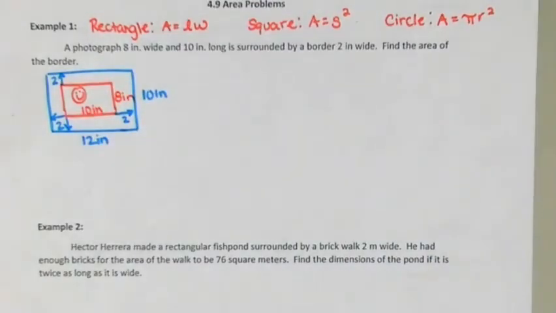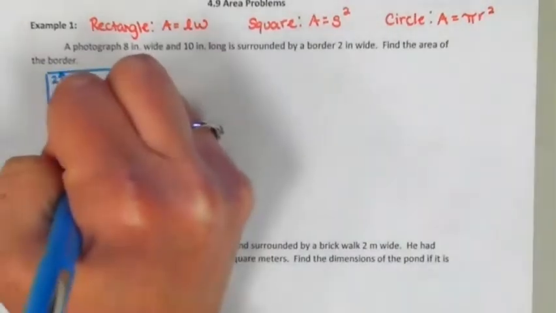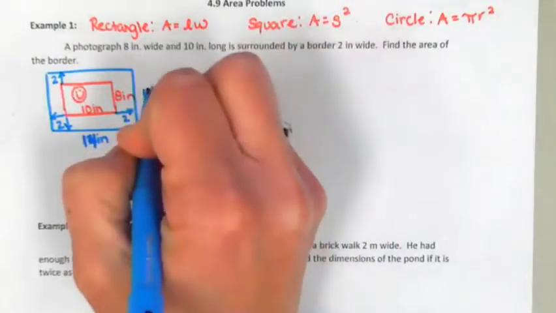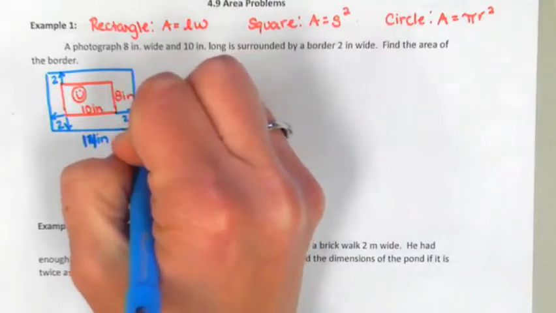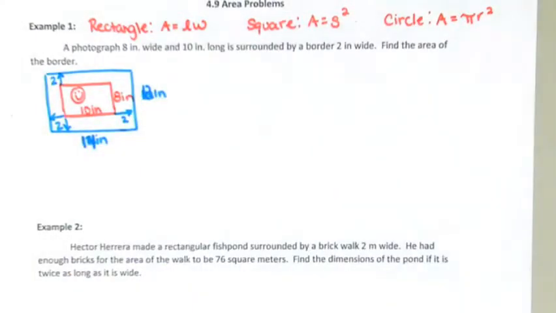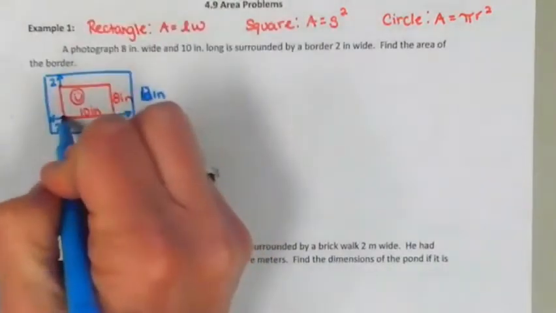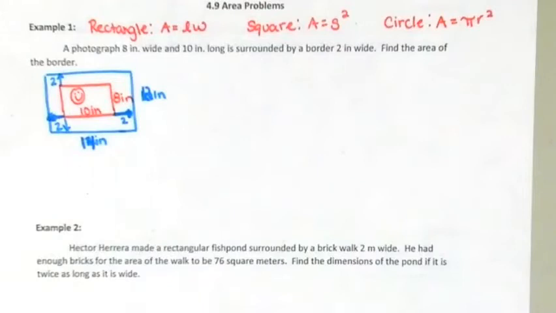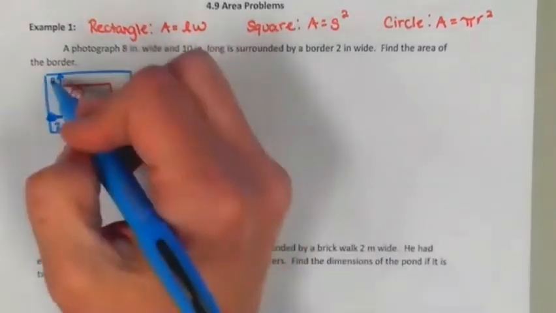Is that correct? No. It is 14 inches and 12 inches. Why? Because we're adding 2 to the left, 2 to the right. So we're adding 4 inches to both sides. And we're adding 2 inches to the top, 2 inches to the bottom. So that adds an extra 4 inches.